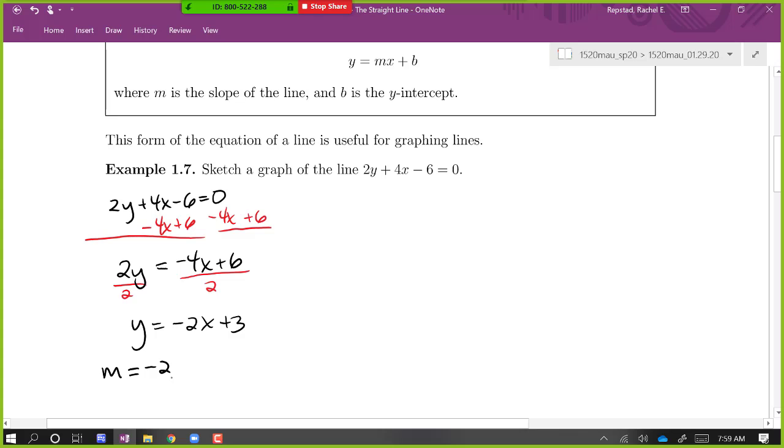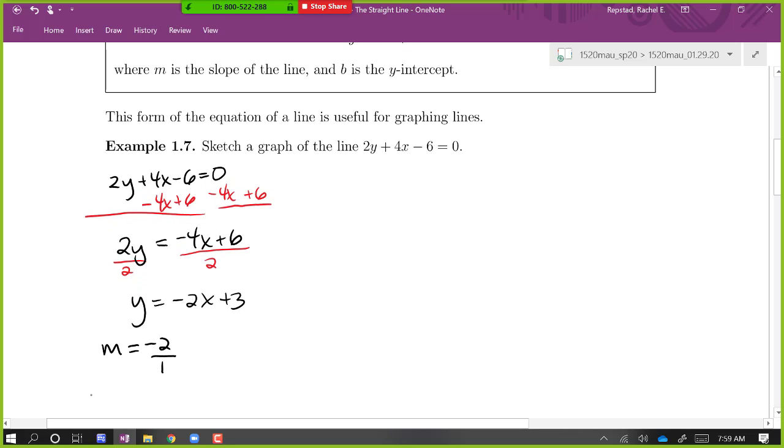If the slope is a whole number, I like to write it as a fraction so I can really see it as the rise over run. I know that means we're going to go down 2 over 1 to get a new point from an existing point. And the y-intercept is the point (0, 3).